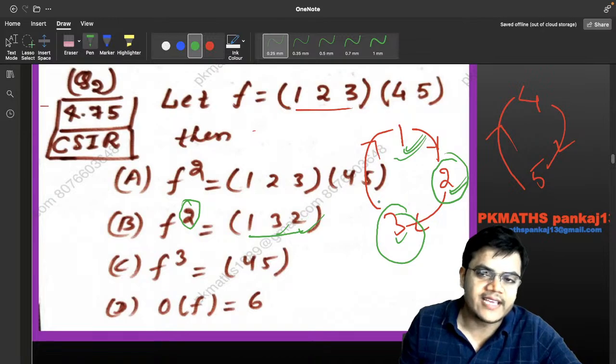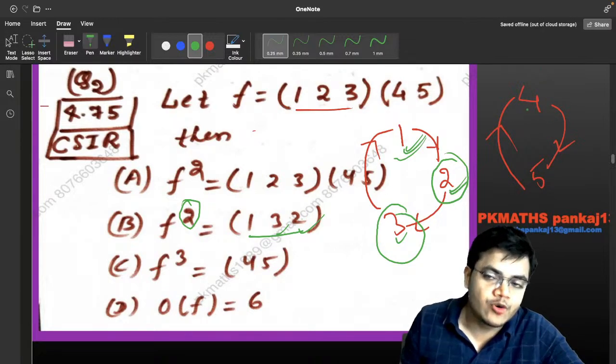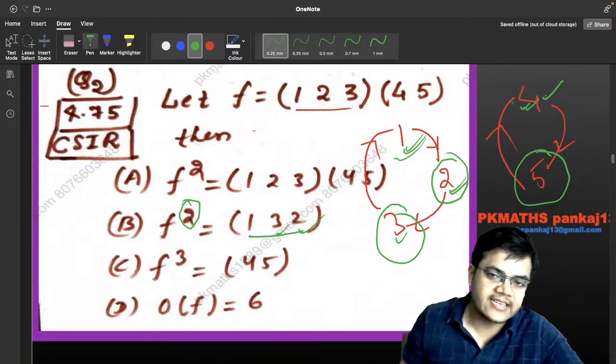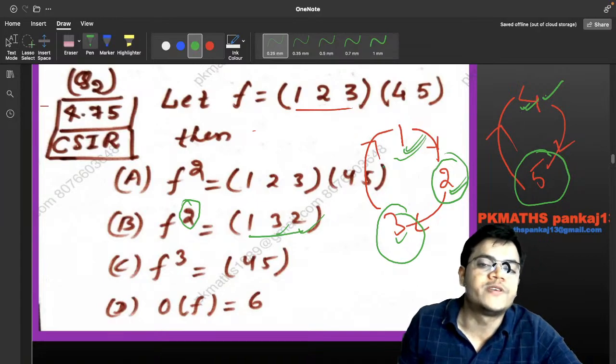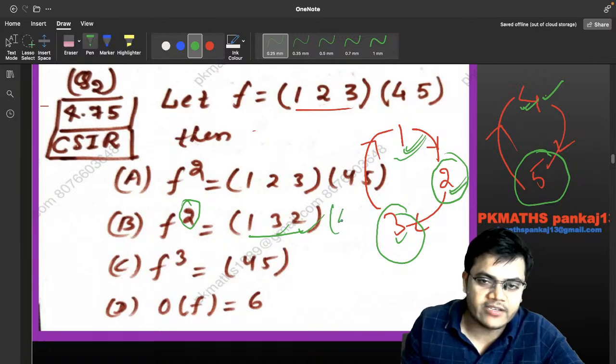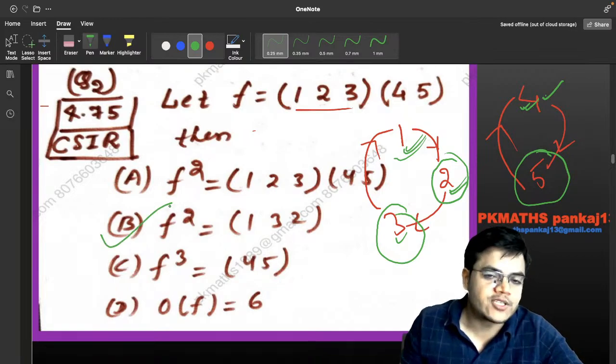But some people will say, where is this (4 5)? So I would like to say, if you skip one element, then from 4 you skip 5 and you come back to 4 itself. So it's the identity, and identities are not written in cycle notation. Sometimes you may write 4 or 5 or nothing. It does not matter because that is the identity permutation only. So that's why option B is absolutely right.